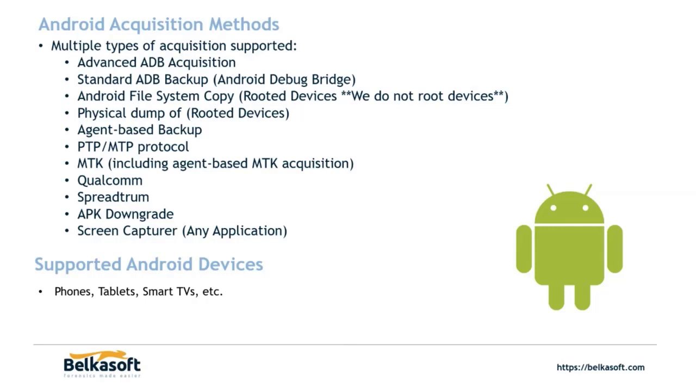Again, we have a physical dump option for rooted devices. The agent-based backup utilizes ADB to sideload an application onto the device and obtain what's equivalent to an ADB backup with an agent. The reason that you might have to use agent-based as opposed to ADB backup could just be that there might be a damaged port, damaged cable. For some reason, it's not allowing you to do a standard ADB backup. The agent that goes onto the device is removed upon completion of the acquisition. The next is the PTP-MTP, your Picture Transfer Protocol, Media Transfer Protocol.